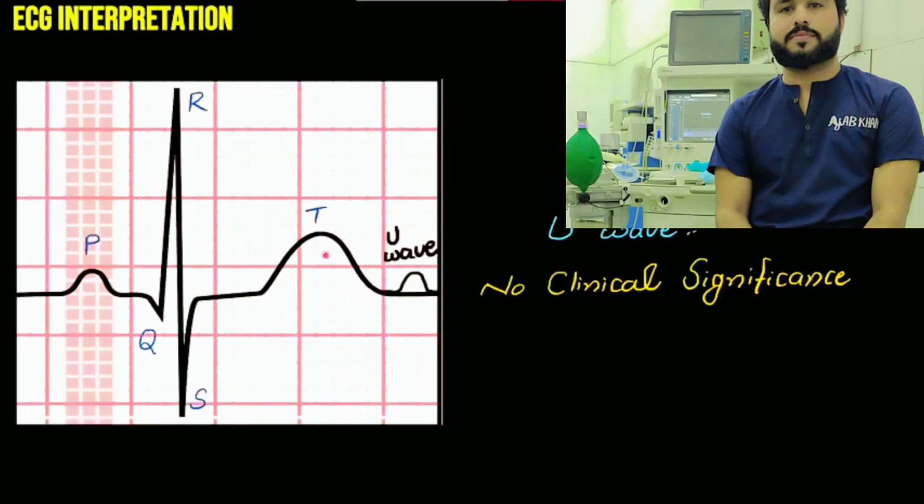U wave is sometimes seen after the T wave. It has no clinical significance, and it is sometimes seen in patients with hypokalemia. But sometimes even in patients with normal potassium, this wave can be seen. It has no clinical significance.